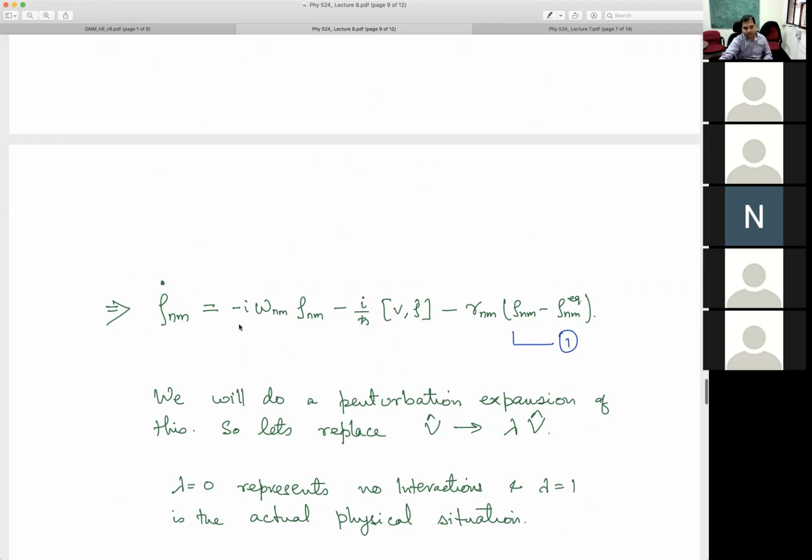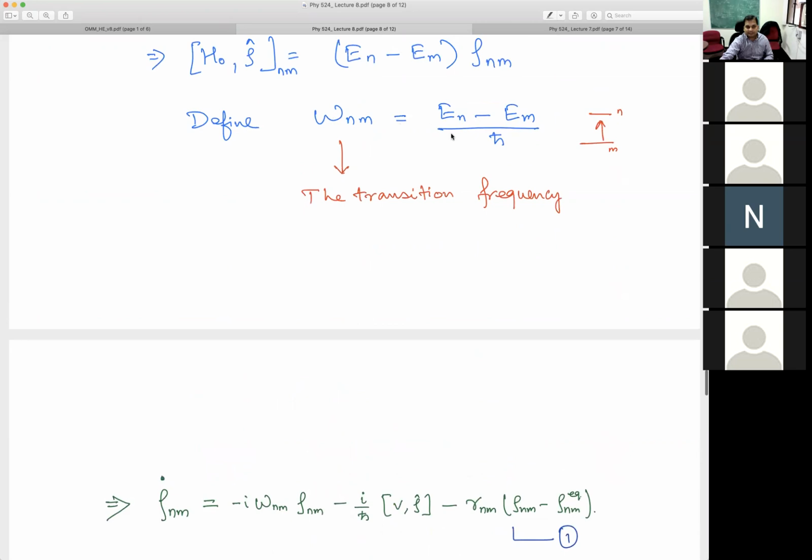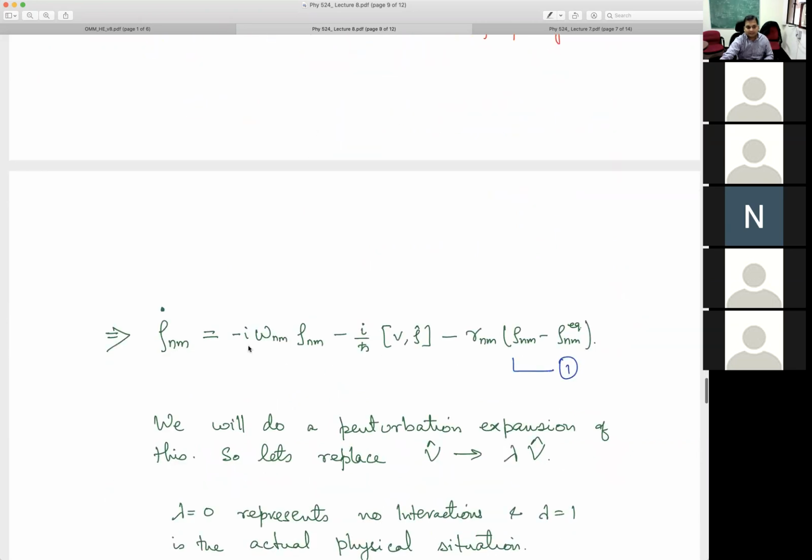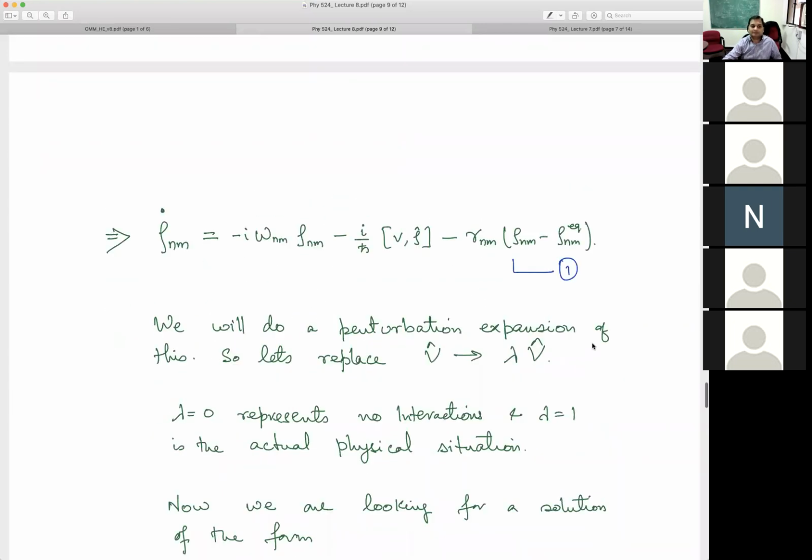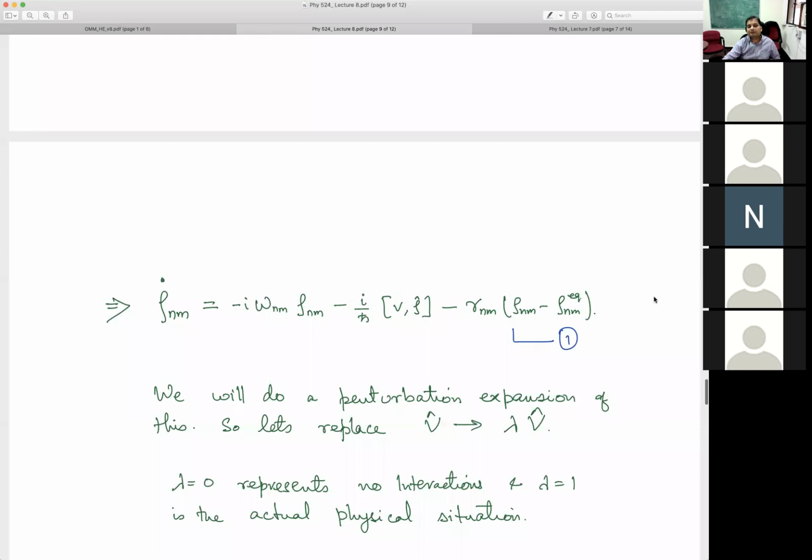Then I can just write this equation of motion in a slightly modified form. So rho nm dot is minus i. So remember it was minus i by H bar. So H bar is now absorbed in this definition of omega nm. So I'm just left with omega nm times rho nm, minus i by H bar, the commutator of V with rho, the second term coming from the interactions, etc., minus this damping term. Okay. So this is the form that I will use to do perturbation theory, basically.